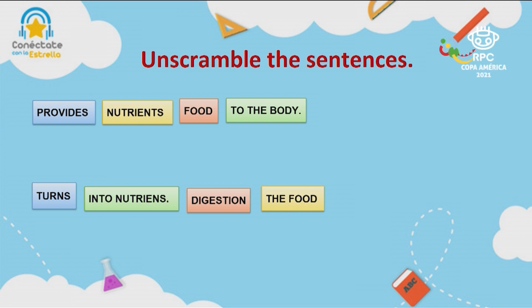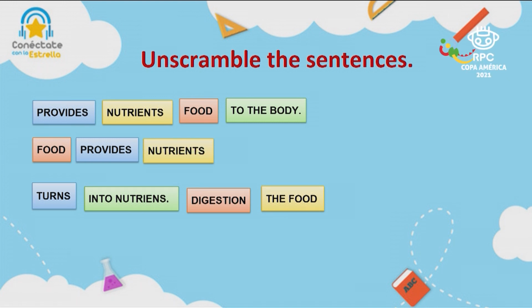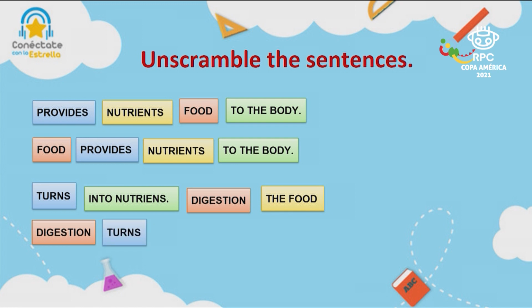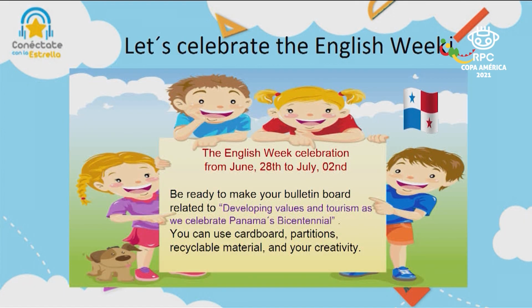Let's unscramble the sentences. We have provide, nutrients, food, and the body. So what do you need first? Always our subject. Food. Provide is our verb in third person singular. Nutrients to the body. Excellent. Let's try the next one. We have turns into nutrients, digestion, and the food. Our subject, digestion, what is my verb? Turns, third person singular, the food into nutrients. Excellent, and thank you so much for your help.